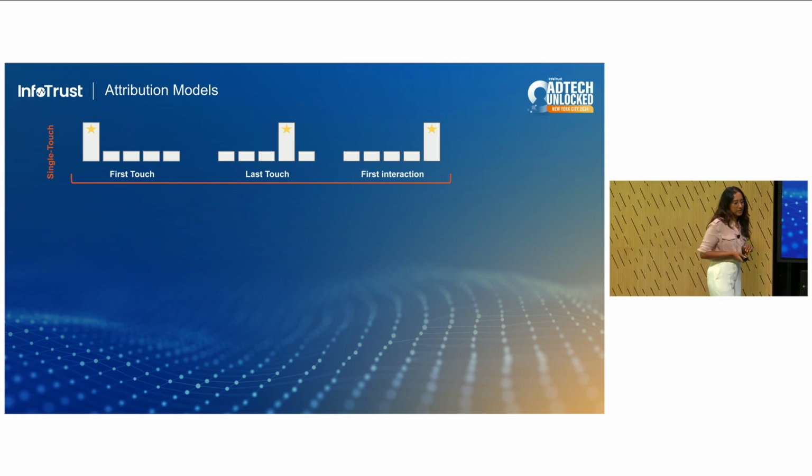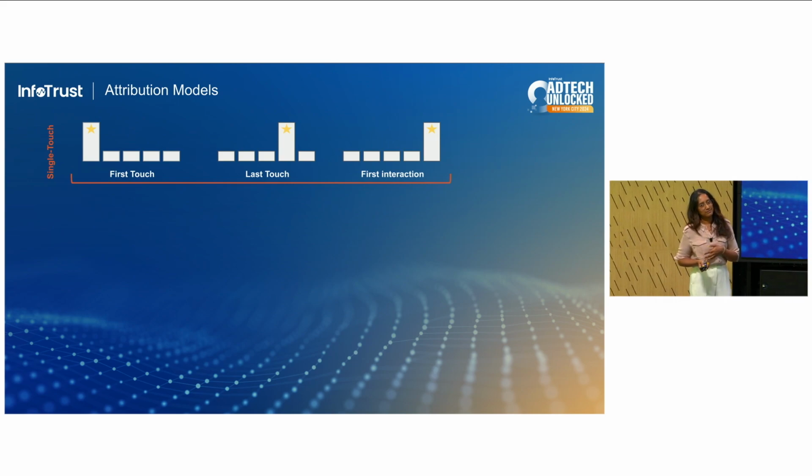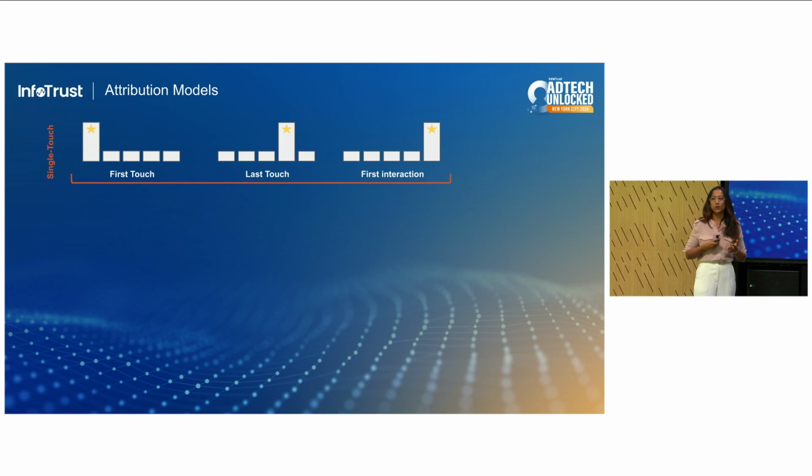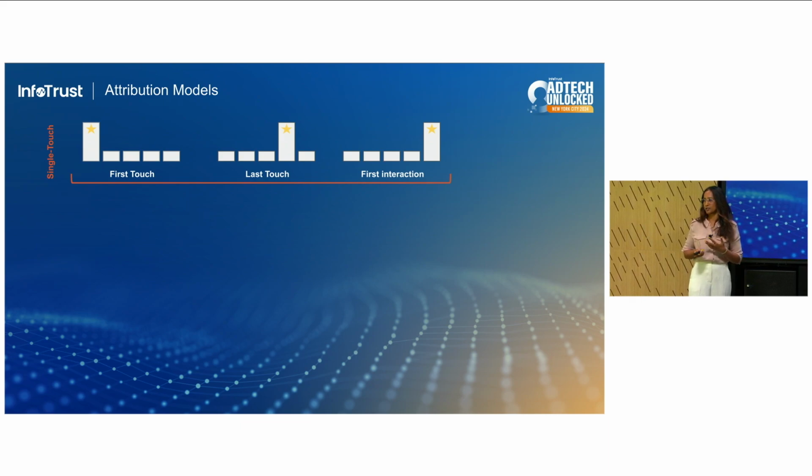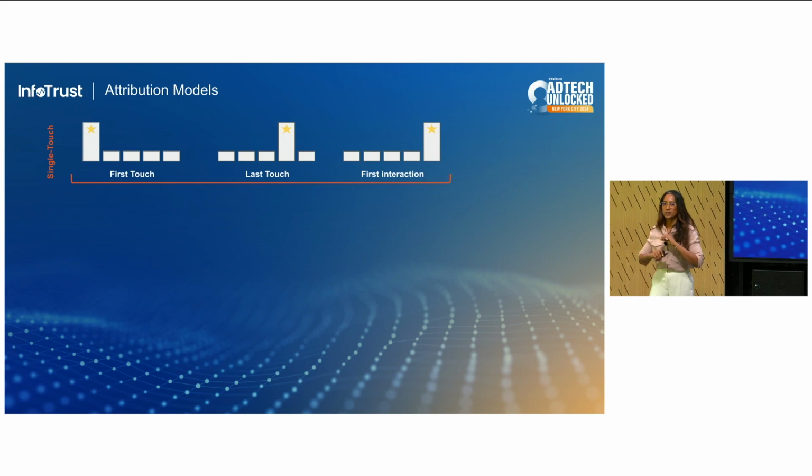So the first being single touch attribution. We're all aware of this. This is a very oversimplified way of looking at the customer journey and giving credit to one type of interaction, whether it's the first or the last interaction. And what this doesn't do is capture all the nuances, all the touch points in between.